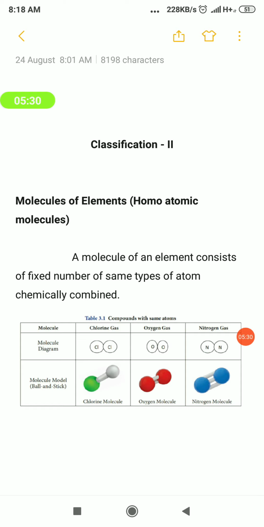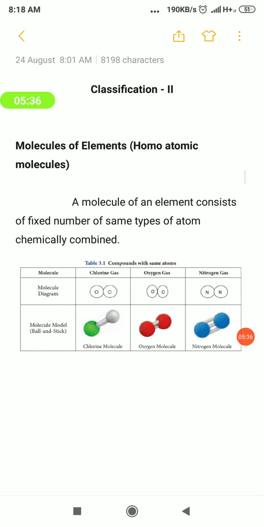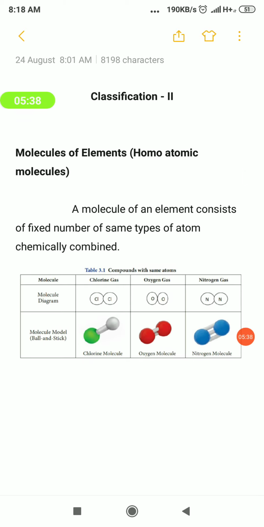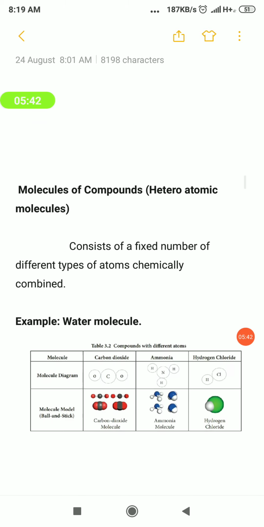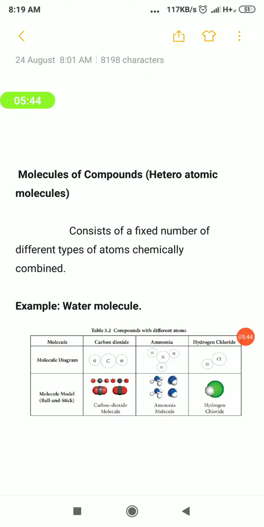Cl2, it's made by what? Made by two chlorine atoms, same kind of chlorine atoms. Then O2, made by similar two oxygen atoms. Then N2, made by similar nitrogen atoms. Then second one is molecules of compounds. It's also called as heteroatomic molecules.